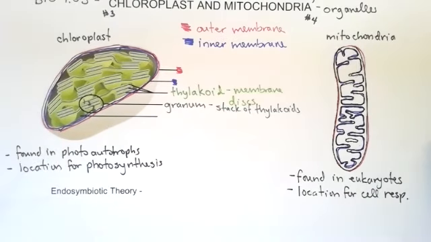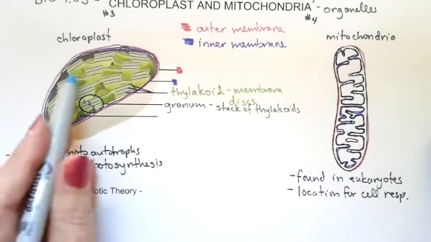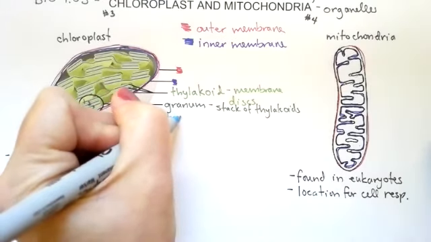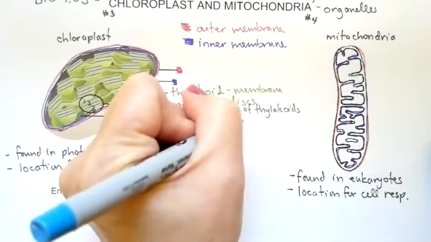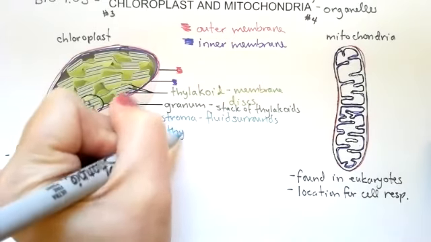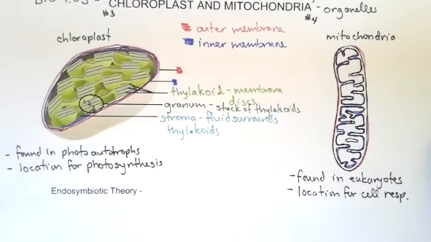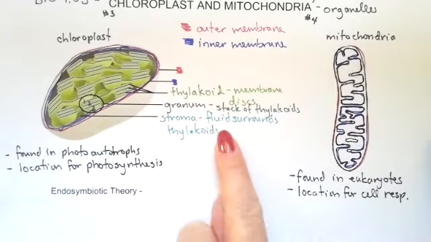All right, finally, I have fluid that fills the area between the inner membrane and all of these grana and thylakoids, and that's called the stroma. That's the fluid that surrounds the thylakoids. What we're going to see is that photosynthesis takes place, certain parts here, and certain parts here.